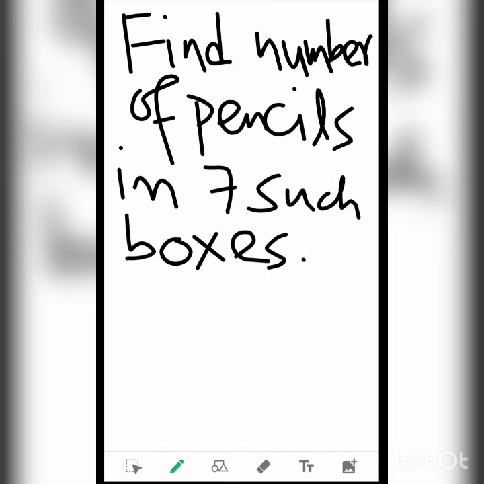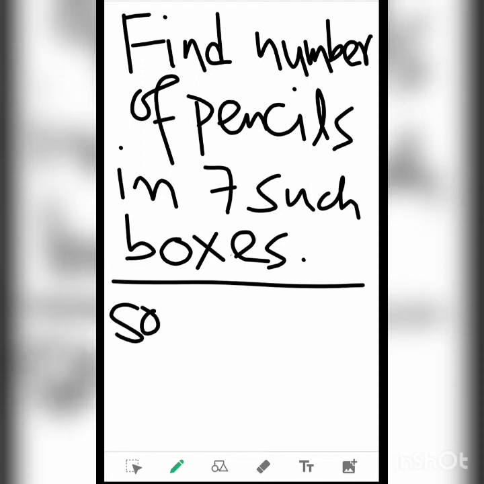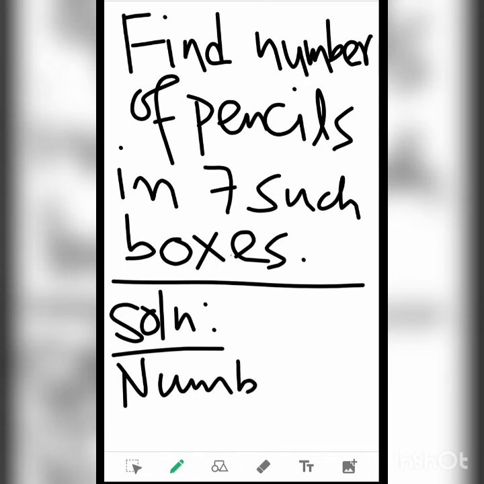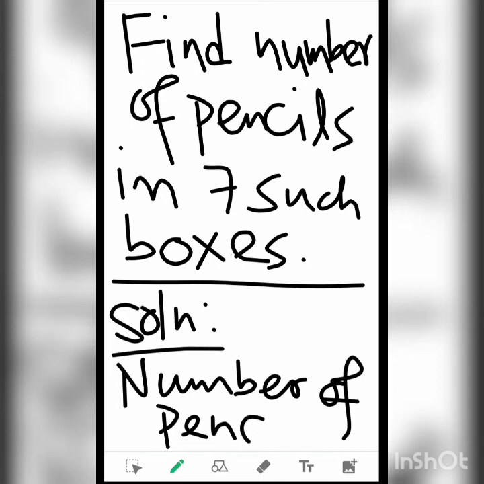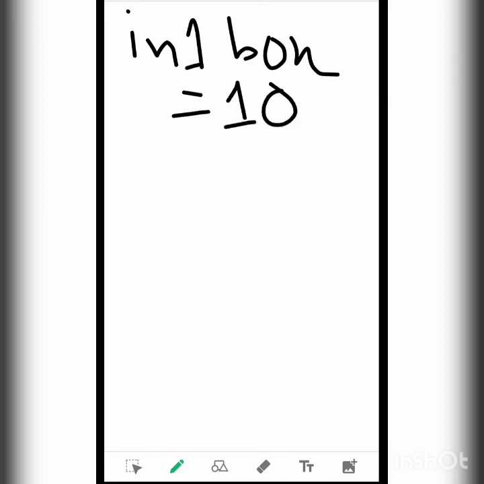So how will you begin your answer? You begin your solution like this. You write number of pencils. We move to the next board. Number of pencils in one box. How many pencils were there? You write 10. Now following the unitary method, that is, if we know how many quantities are there in one box, we can find how many pencils are there in 7 such boxes.